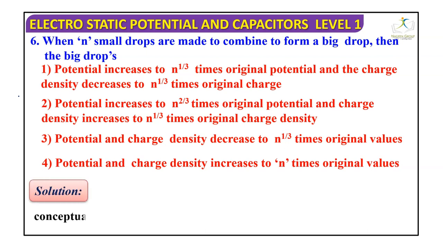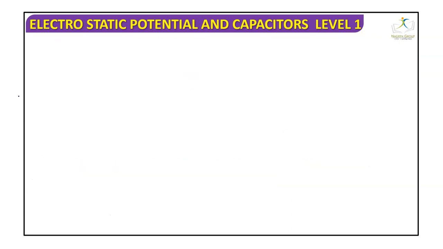Let's see the solution. Conceptually, we know that V prime is equal to n to the power 2 by 3 times the original potential. According to this, the correct option is option 2. Hope you understand. Next question we have.